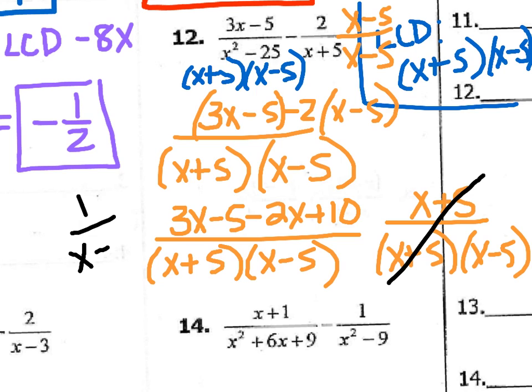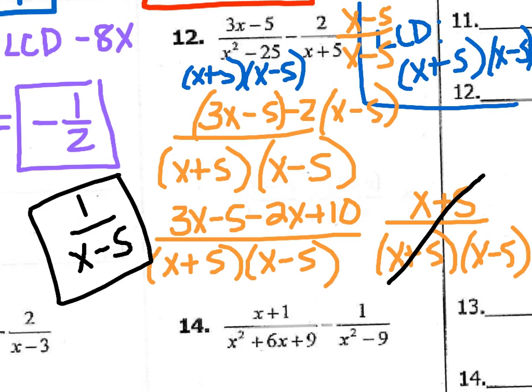So make sure we are simplifying as much as we can. If that said x plus 6 or x plus 10 or anything like that, then this would have been our final answer. Since I have two binomials that are exactly the same, I can cancel them out.